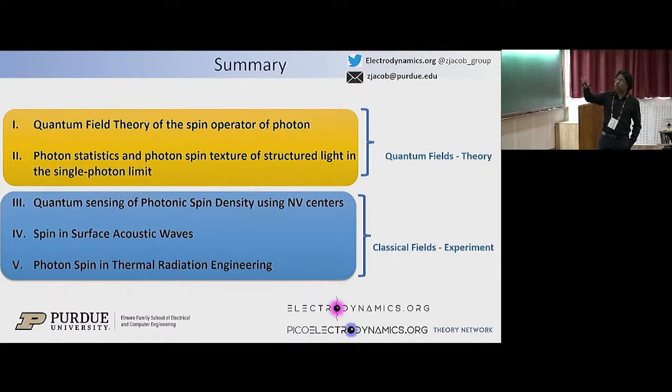Then I switched gears to looking at more classical fields, but a variety of different classical fields, and these were all completely experimental. The one was the spin qubit NV center, where the phase of the spin qubit encodes information about the local spin angular momentum, that is the density of the photon spin angular momentum. And then I spoke about the acoustic wave as well as the incoherent thermal radiation in the infrared spectrum, which in general has no spin coherence at all. But by engineering some symmetries, you can actually build in some spin coherence in that thermal radiation light field.